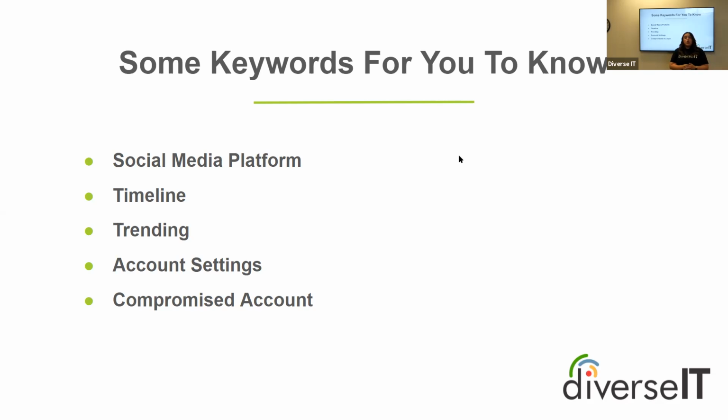And then another one is compromised account. So a compromised account is exactly what it sounds like. It's when your account on a social media platform has been compromised. So that means maybe your password got leaked or you got hacked, and you're seeing some suspicious activity. But we're going to go ahead and talk about different things that you can do to avoid that, and then also what to do should that ever happen. And with that, we're going to go ahead and just jump right into the presentation.